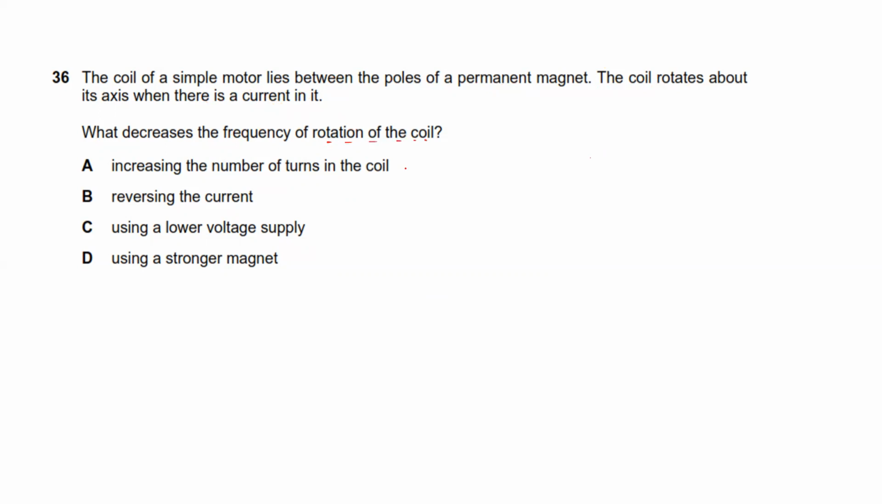So if we increase the number of turns, the frequency will increase. So no. Reversing the current, the frequency of rotation will remain the same, but the direction will change. So no. Lower the voltage supply, yes. Lowering the voltage supply will decrease the frequency of rotation. Using a stronger magnet will increase the frequency of rotation. It will basically increase the force. So answer C is the best choice we have.